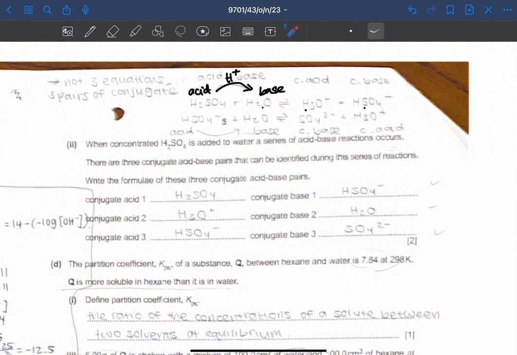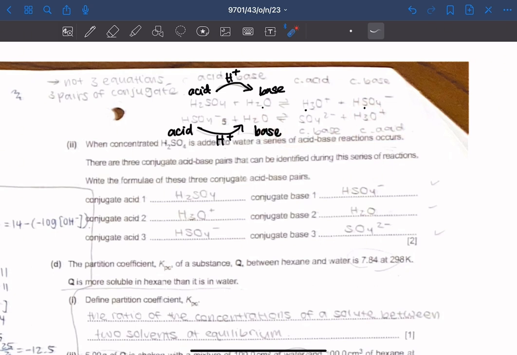The next equation would be HSO4− reacting again with water, because there's still a H+ ion that could be lost from the compound. So HSO4− loses a H+ ion. Because proton donors are acids, it's an acid. Proton acceptors are bases, so water acts as a base once again. And then HSO4− forms SO4 2−, which is a conjugate base because it was initially an acid. H2O forms H3O+, initially a base, forms a conjugate acid.